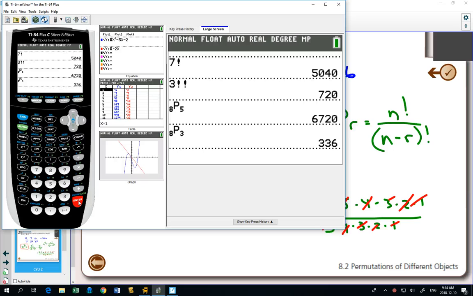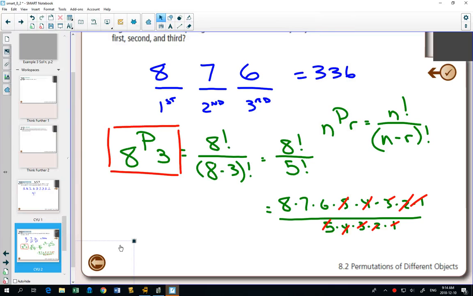Yeah, and you might have an older version where it says 8 nPr 3, and that is perfectly fine as well. If you have an older version, you write 8, and then it goes nPr, and then you write 3, and it still works. Okay, questions for practice on this one? 4, 6, 7, and 8.